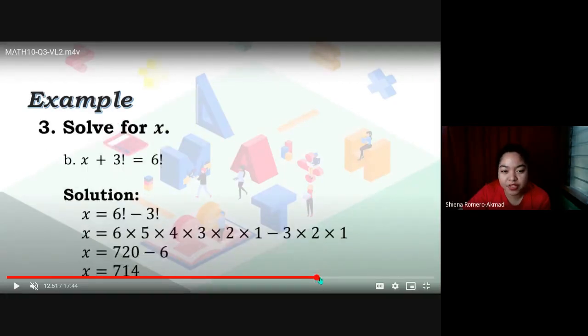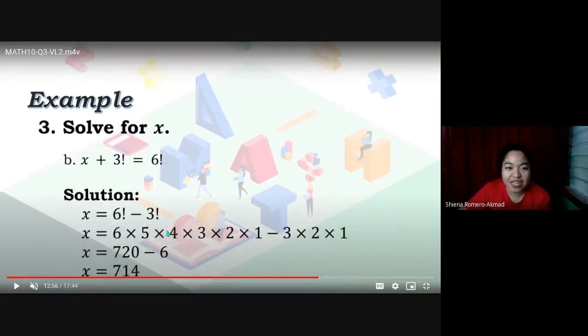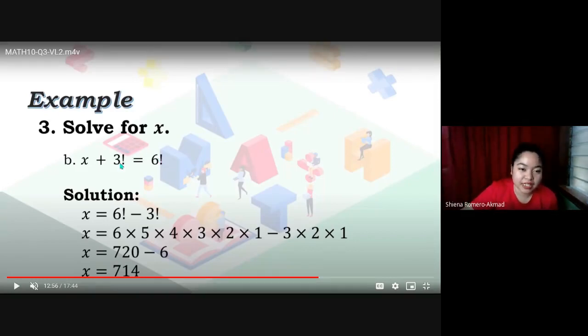And let's have letter B. Ay, meron na. So, sa letter B naman, nakita mo yung answer. Sa letter B, ang binigay sa atin na equation is x plus 3 factorial equals 6 factorial. So you have to find a factorial that when you add that to 3 factorial, kasing value siya ng 6 factorial. And for us to do that, we can simply transpose 3 factorial to the right side of the equation.